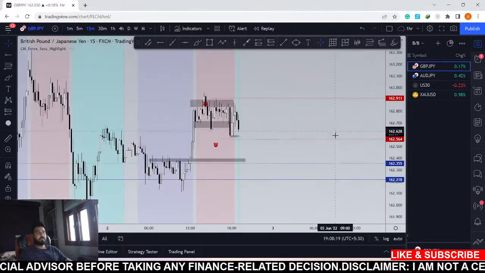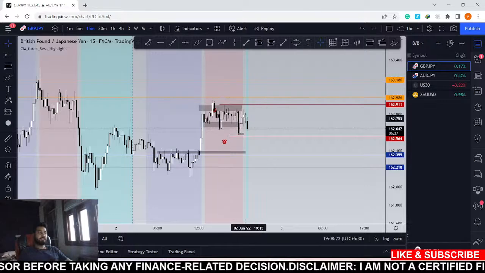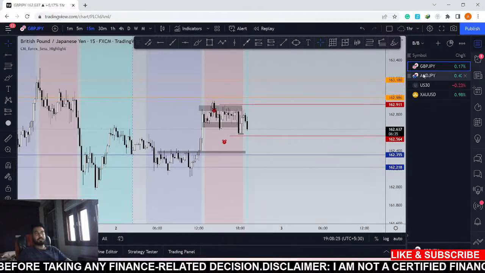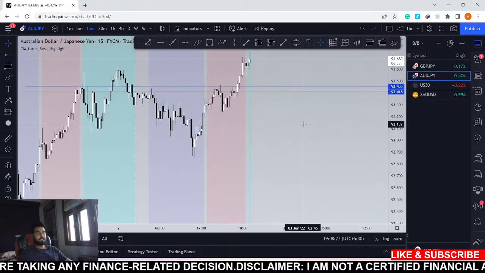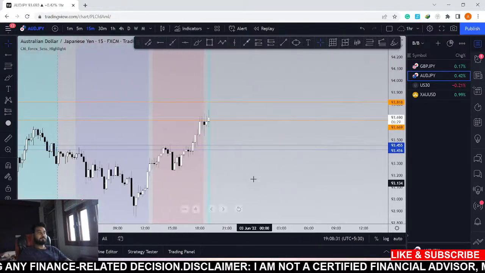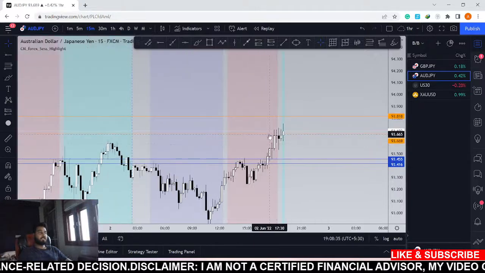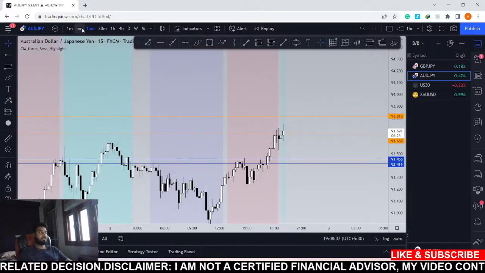Let's check our other pairs. DJ is still in the range, so nothing more, nothing less. AJ is almost in the range, but it is trying to break this resistance.